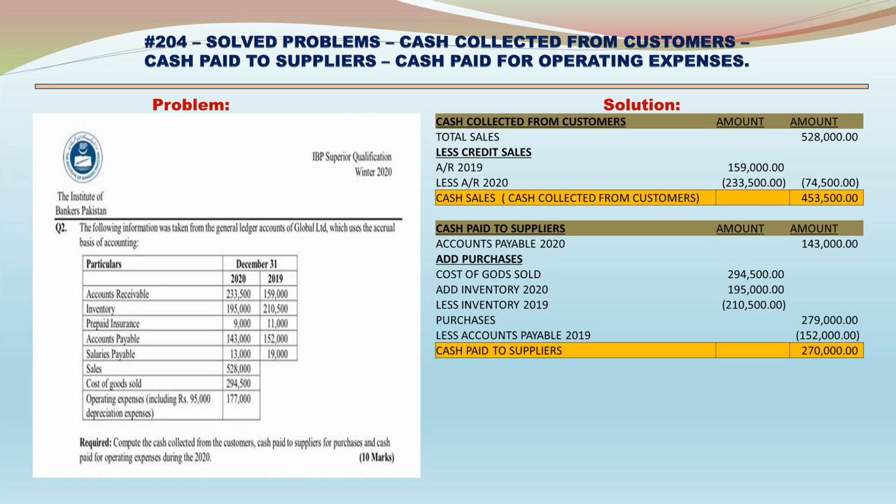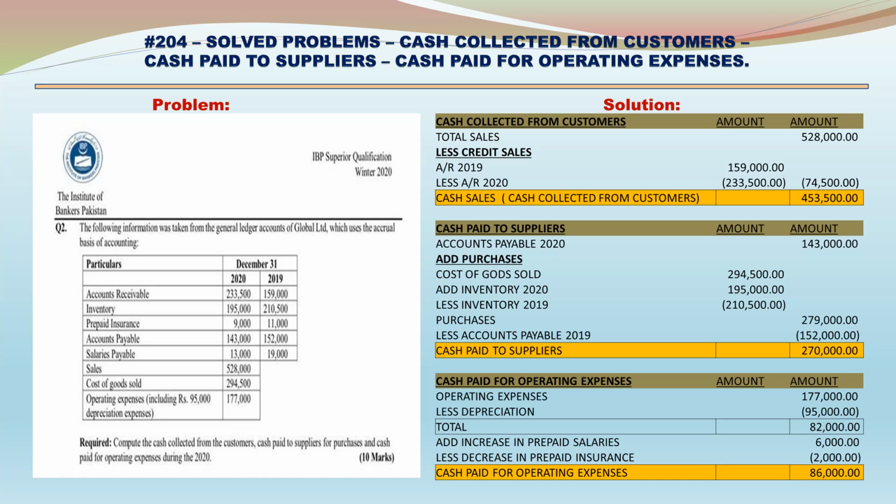Cash paid to suppliers. Accounts payable 2020, 143,000. Add purchases: cost of goods sold 294,500, add inventory 2020 195,000 less inventory 2019 210,500, total comes to 279,000, which is the cost of purchases. Less accounts payable opening 152,000. Cash paid to suppliers is 270,000.